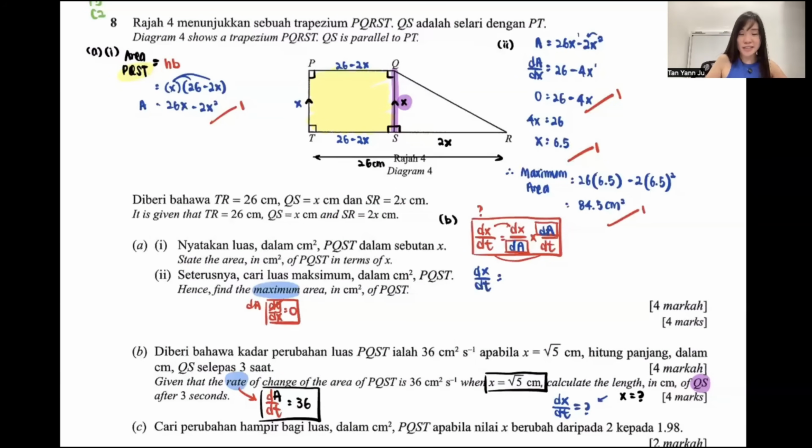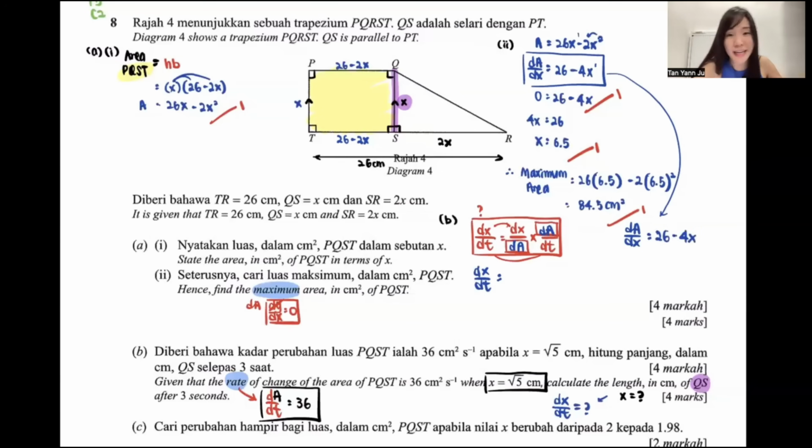Where to get dx dA? I got dA dx already, here. Remember or not? Then dA dx is 26 minus 4x. So dx dA is the upside down of it. Do I flip now? No. You will only flip when there's no unknown, my dear. Then what unknown is there? X. And what do they say x is? Root 5. Isn't it can sub root 5 in?